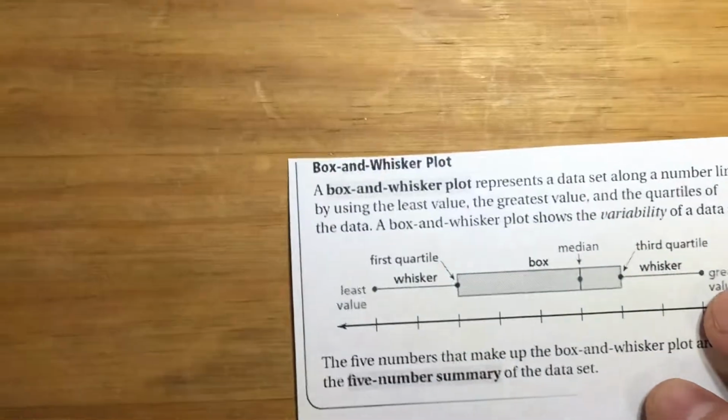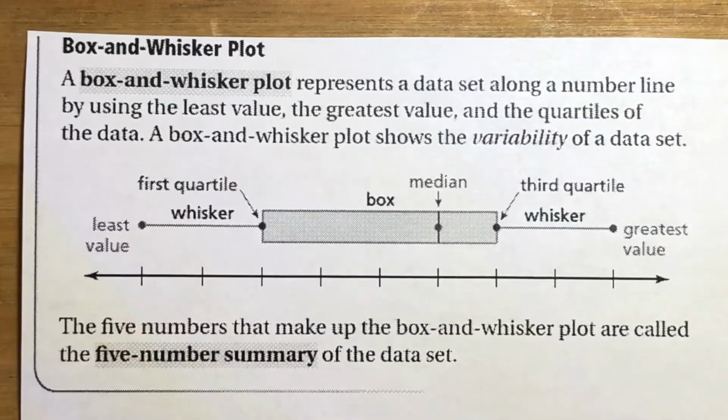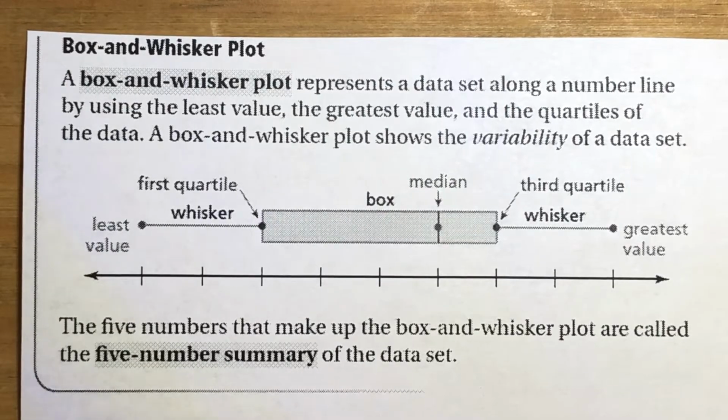So let's take a look at the book's definition of how a box and whisker graph works. A box and whisker plot, or box and whisker graph, represents the data along a number line by using the least value, the greatest value, and the quartiles of the data. Remember that the median is also considered a quartile, the second quartile. A box and whisker plot shows the variability of a data set. The 5 numbers that make up the box and whisker plot are called the 5-number summary of the data set.